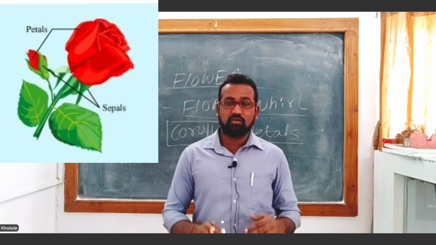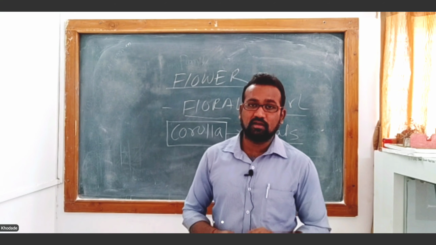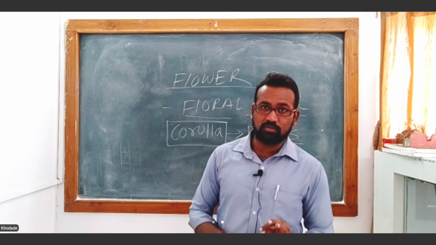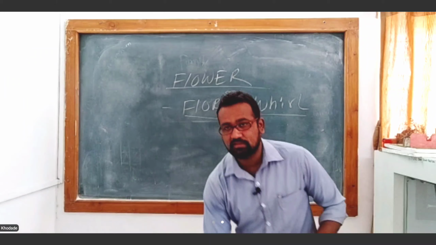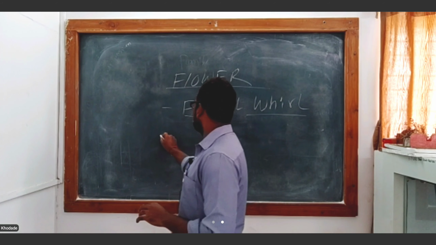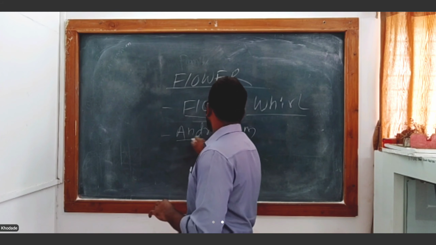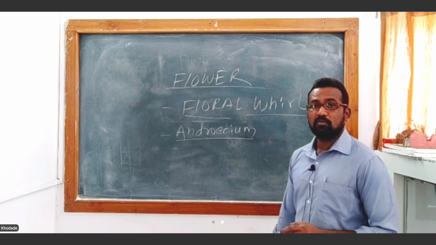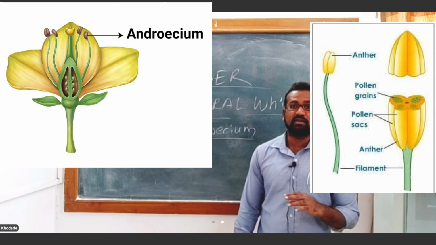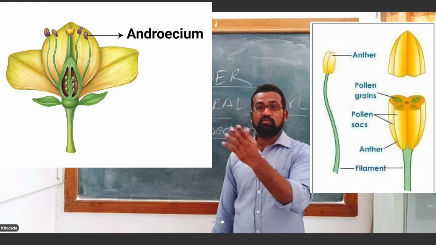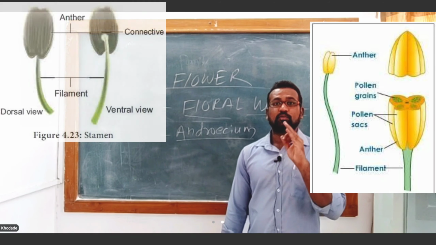So calyx and corolla are the accessory portions of the flower, as we have just discussed. Now we are moving to the important part, that is, the necessary organs of the flower. Which are the necessary organs? The next important portion of the flower is the androecium. As the photograph indicates, the androecium is the male reproductive organ, which generally produces pollen grains. In the androecium, you will find various stamens present.